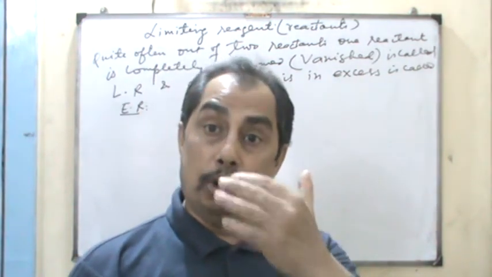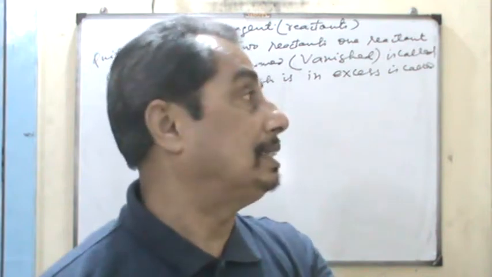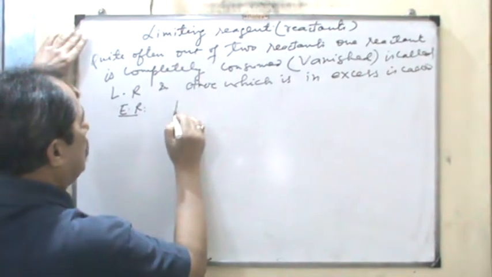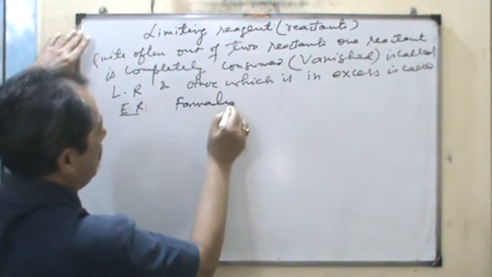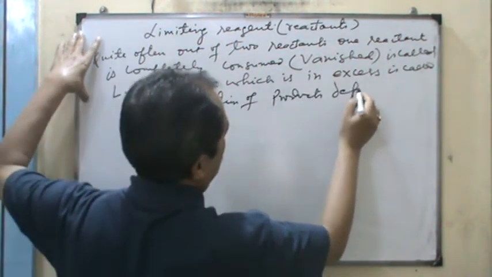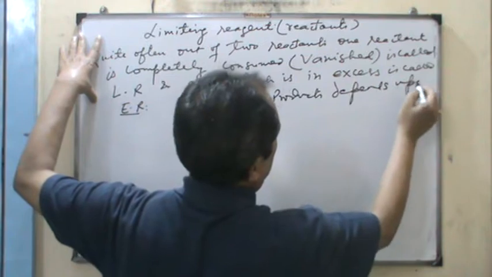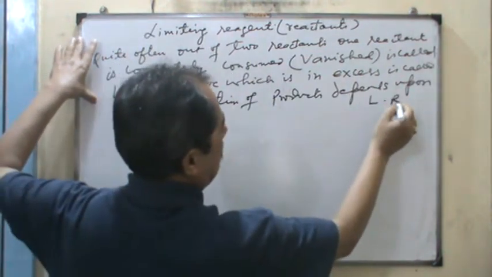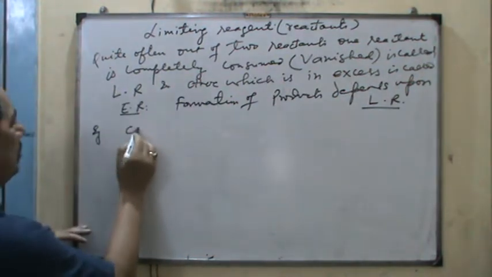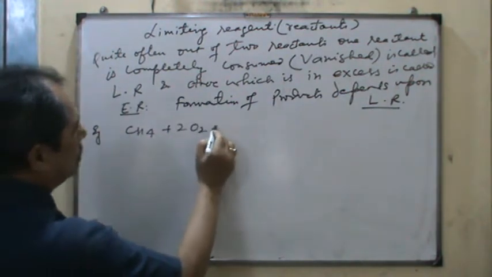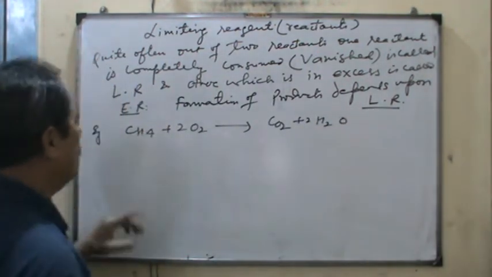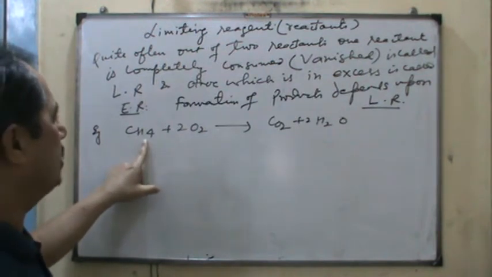Obviously, the formation of product always depends upon the limiting reagent. Keep in mind, formation of products depends upon the limiting reagent. So for example, methane undergoes combustion to form CO2 plus 2 times water, carbon dioxide and water.